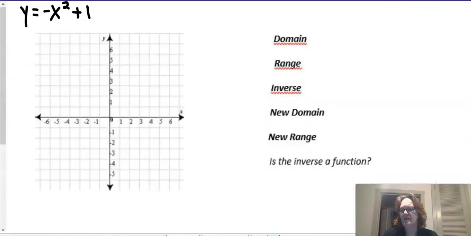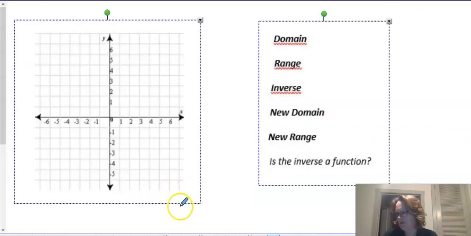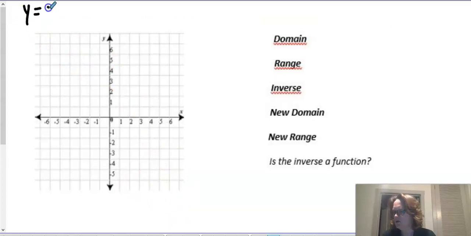Just try that one. And then the next one is going to be, let's see, y equals 2x minus 4. So this is linear. If it's a line, I'm going to just tell you the inverse is going to be a function also. So I want you to try that.